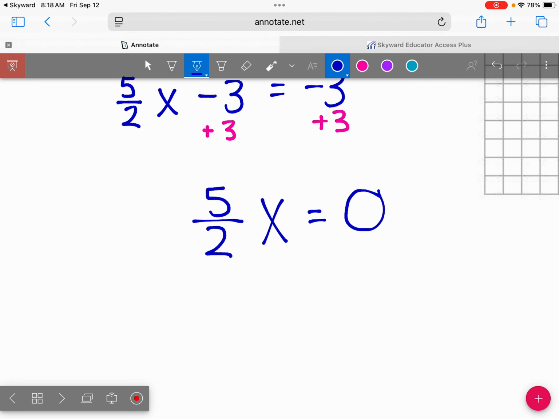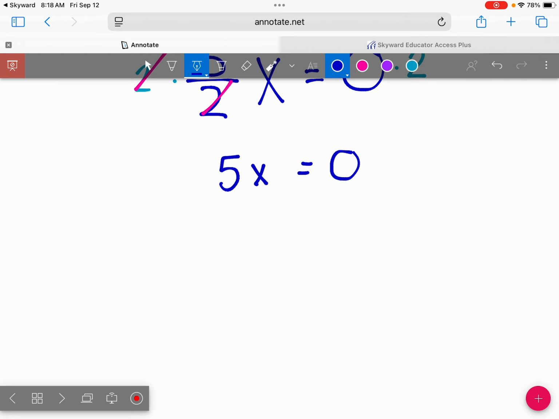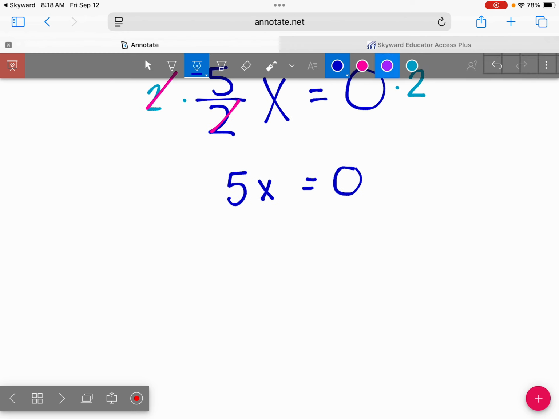What can I do to figure out what x is going to be? Multiply by 2. I want to get rid of that denominator. So let's get rid of that 2. So this 2 and this 2 cancel out. And we're going to have our 5x equals 0 times 2 is 0. Then what? Divide by 5. Absolutely right. Divide by 5. What is 0 divided by 5? 0.